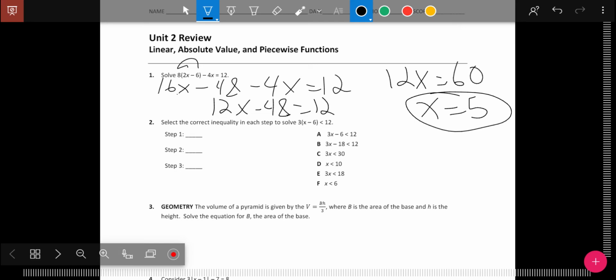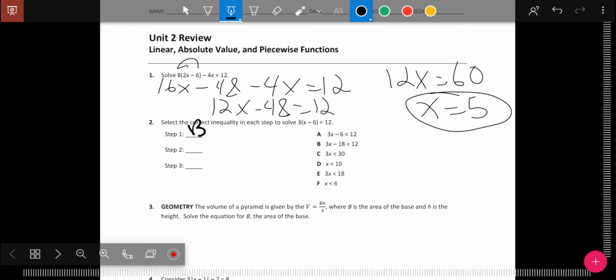Number 2, I need to distribute 3 times x, 3 times 6. 3 times x is 3x. 3 times 6 is 18. So it'd be 3x minus 18 is less than 12. And so that would be the first step, which means B would be the first step.